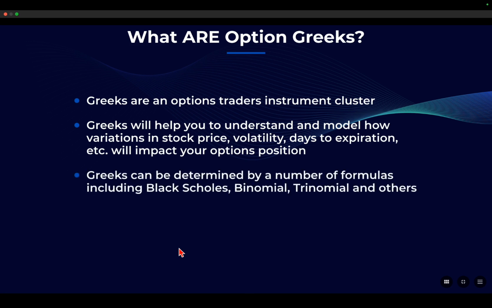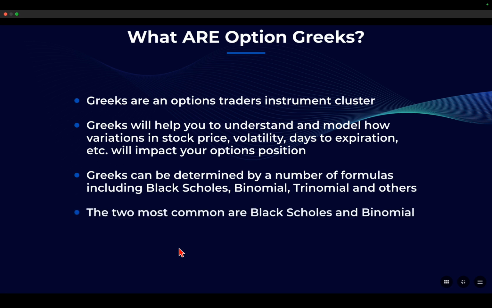They help you understand and model how variations in things like stock price, volatility, days to expiration, etc., are going to impact your position. The Greeks are determined by a number of different formulas, such as the Black-Scholes model, the binomial model, trinomial model, and a number of others. Many options platforms will allow you to select between the ones that you might be interested in using. The Black-Scholes and the binomial model are the most commonly used.